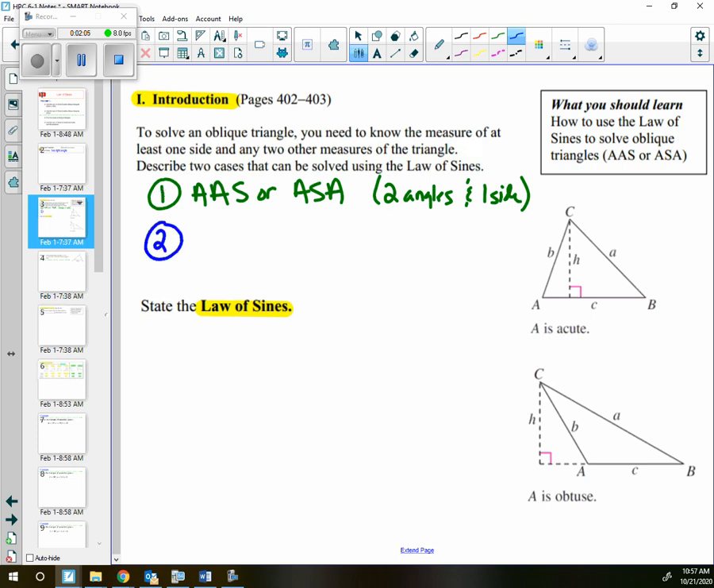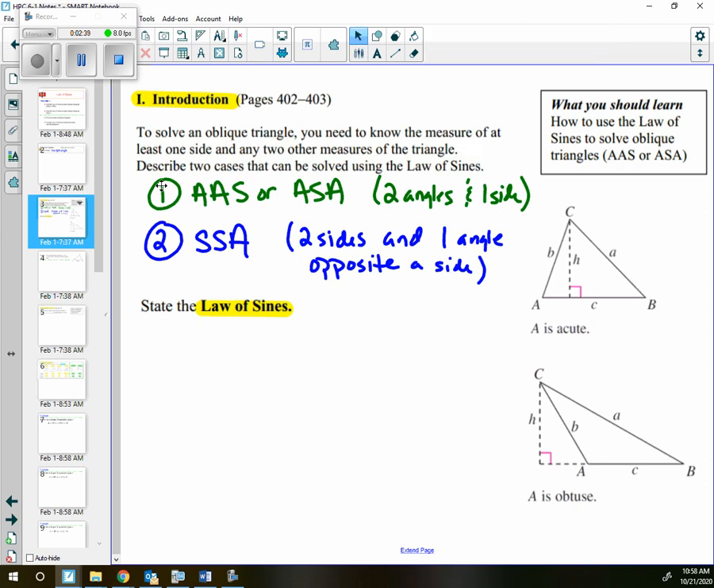The second scenario that we can use law of sines is if we have side-side-angle. So two sides and an angle, but the angle is opposite one of those sides. So we know two sides and one angle, but the angle is opposite one of the sides. So two sides and one angle that's across from one of the sides that's given. So you have one of those given sides and you know the angle across from it. In other words, if you have angle A, you know side A, or if you have angle B, you know side B. So you have two sides and an angle opposite one of those given ones.